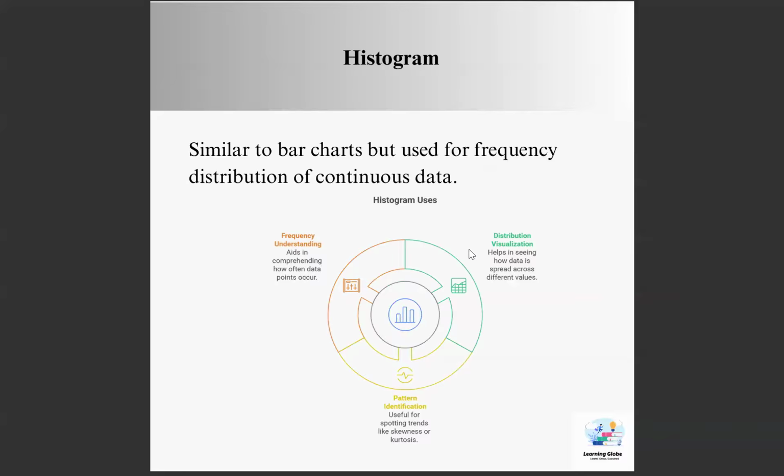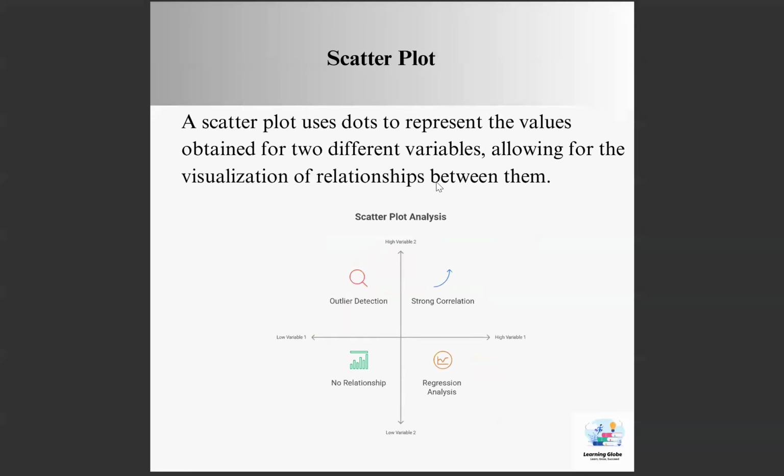Next, the most useful one is the histogram. It's similar to a bar chart, but used for frequency distributions of continuous data. So whenever the data is in a continuous format, we use a histogram. It is basically used for understanding frequency, distribution visualizations, and pattern identification as well. Then comes the scatter plot.